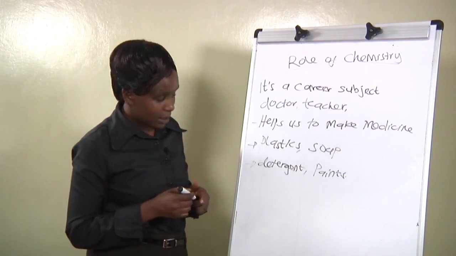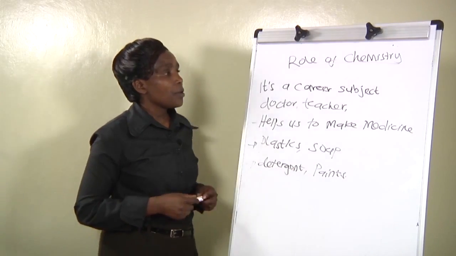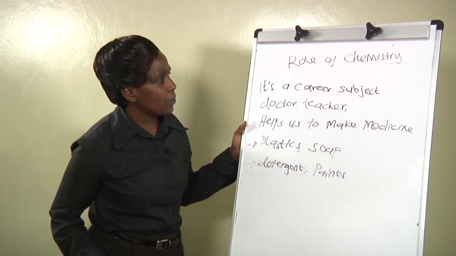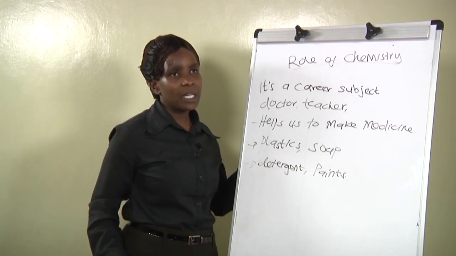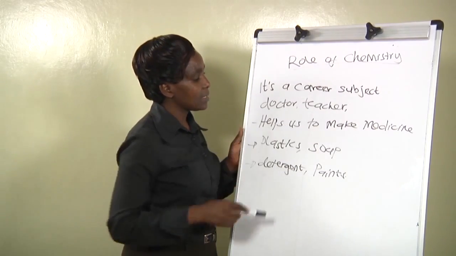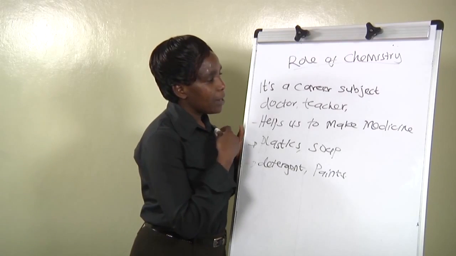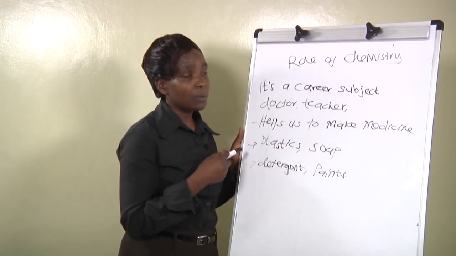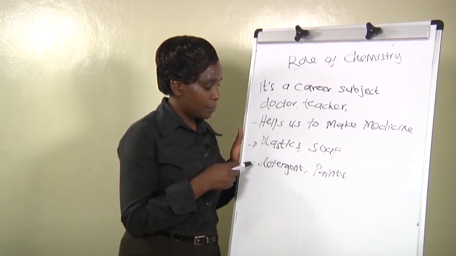So I would say that the list is endless, that once we have learned chemistry, we are able to have a lot of knowledge that will help us to do so many things, like having a career on that, helping us to make medicine, helping us to make things like soap, like plastics.